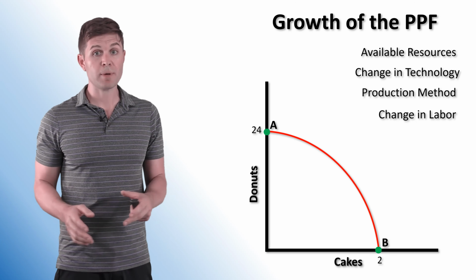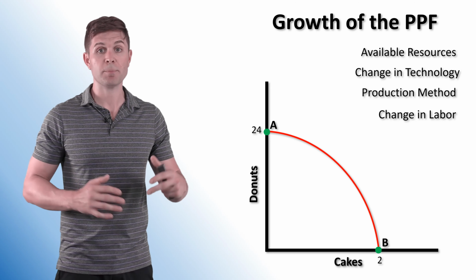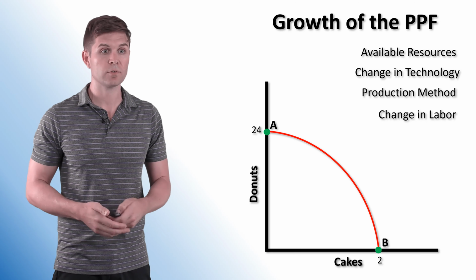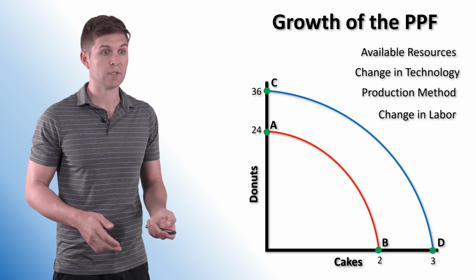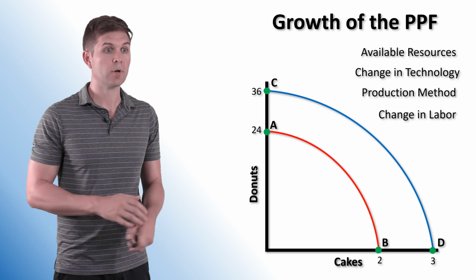The production method might change. Maybe they come up with a new idea. Think about assembly line production. That vastly changed the ability to produce different amounts of goods and services, or simply that change in labor. So when a production possibility frontier shifts outward, it expands upward to allow greater production on sometimes both, but at least one different side. Now, the production possibility frontier does not have to proportionately change on each axis.